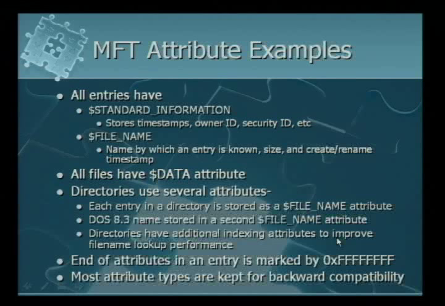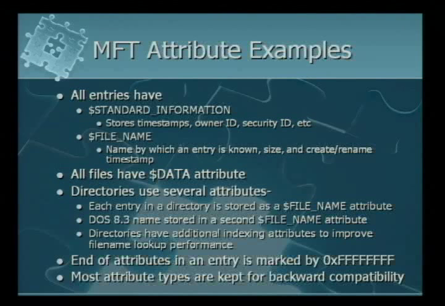A few more real examples of what you'll see during forensic analysis: two things that show up immediately, that everyone looks at, are the standard information attribute and the file name attribute. These have your timestamps, your file names, all that sort of information. Basically every file has them, and every directory has them. They're just there. All files also have a data attribute, of course. Even if you're zero length, you have a data attribute that says, hey, I have no data.